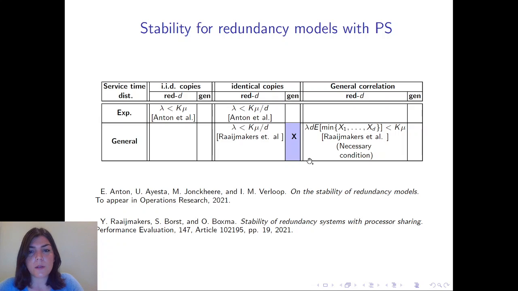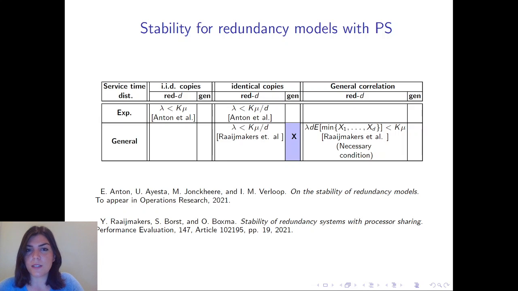So within this talk, we are going to consider the system under generally distributed service time and identical copies, but for the general redundancy topology. And we are going to characterize the stability condition as a set of conditions that is obtained by an algorithm that we are going to describe. And we will see that this algorithm reduces, in the case of the redundancy d model, to also this stability condition.